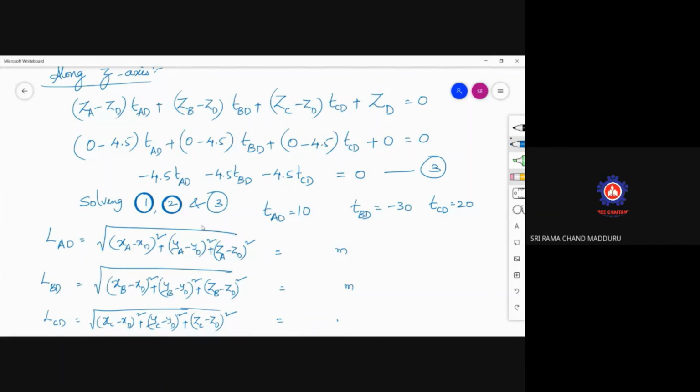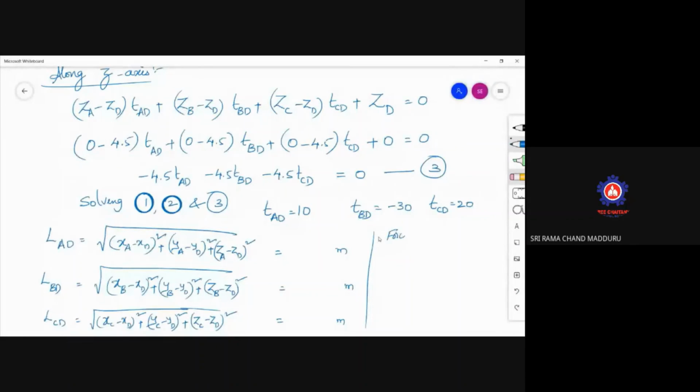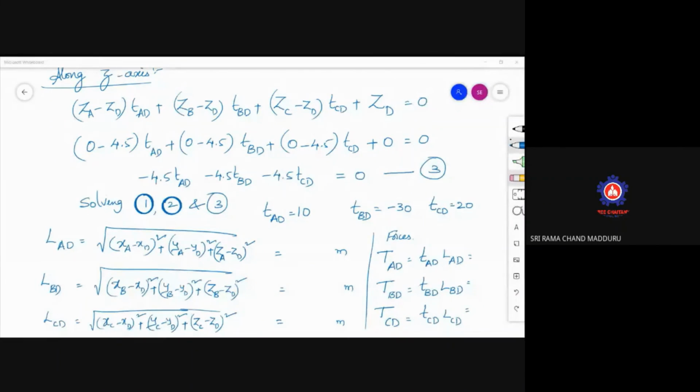And tell me the answers also on this. So then you can get the tension, you can get the forces. Capital TAD is nothing but tension coefficient small TAD into LAD. Capital TBD is equal to small TBD into LBD. That is nothing but tension coefficient multiplied with the length of the member. Capital TCD is nothing but small TCD into LCD. So you just post the answers for the length of the members as well as tension, the forces.